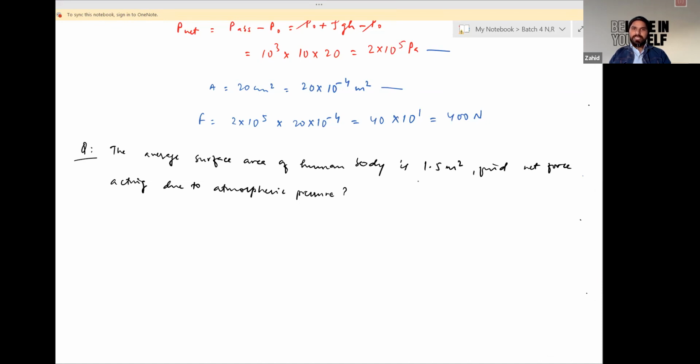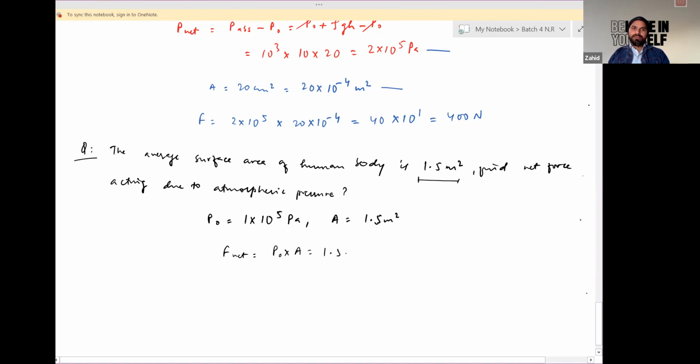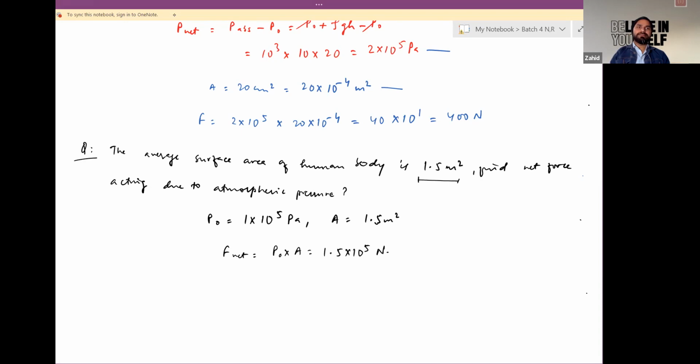In this question, you have given area as 1.5 meters square. Value of atmospheric pressure is 1.013 into 10 to the power 5, or just use 1 into 10 to the power 5 Pascal. Area is 1.5 meters square. Just multiply these two terms, you'll get net force acting. So F net equals P absolute or P atmospheric into area of cross section. So it will be 1.5 into 10 to the power 5 Newton. Is it clear? Yes.